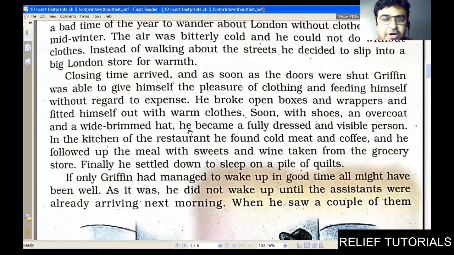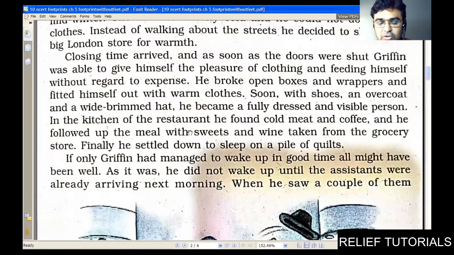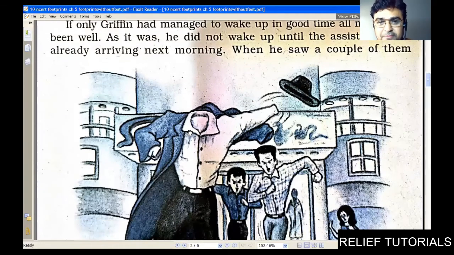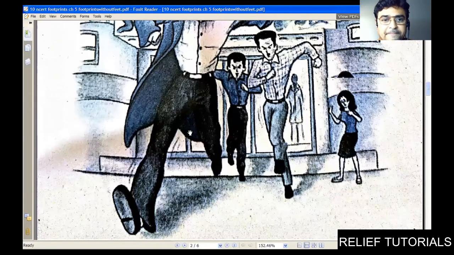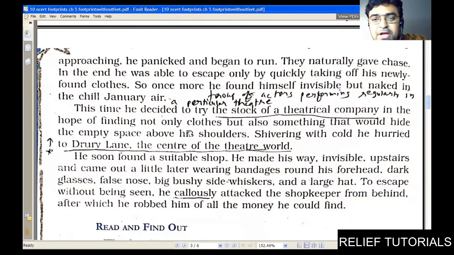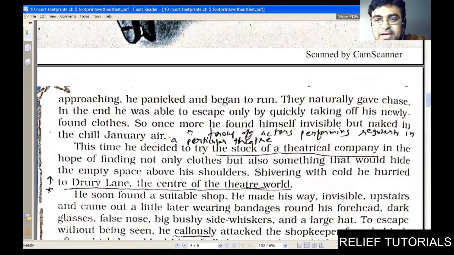So, as his habit goes, he did not wake up until the assistants were already arriving the next morning. When he saw a couple of them, checking off his clothes and running away from the assistants of the store, approaching, he panicked and began to run. They naturally gave chase. They were running after him. In the end, he was able to escape only by quickly taking off his newly found clothes. So once more he found himself invisible, but naked in the chill January air.